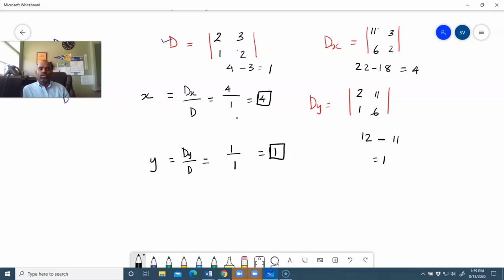The same rule you can apply for a 3 by 3 matrix. So the values will be like this: x is Dx by D, y is Dy by D, and z is Dz by D. See, whatever the matrix is, if it is a square matrix, you can apply Cramer's rule. So to solve a system of equations, we can use Cramer's rule as a tool. This is a very easy and smooth tool to find the solution of a system of equations.